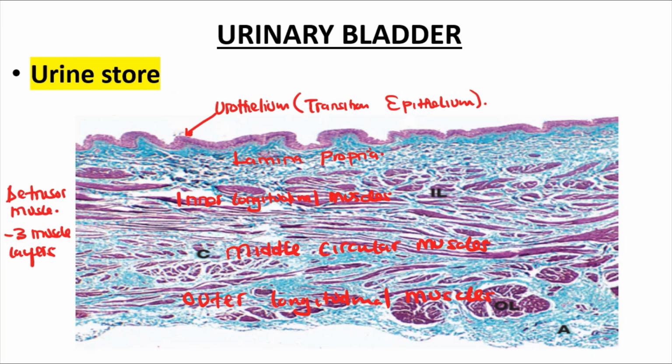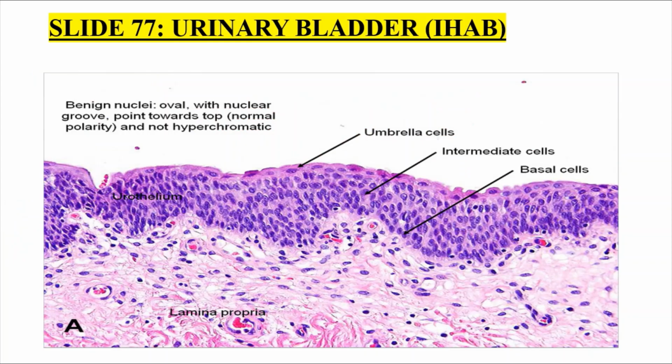Let's look at another histological diagram. So this is a urinary bladder, and this histological diagram focuses on the epithelia of the bladder. You notice that the transitional epithelia of the bladder has got 3 layers of cells. The uppermost layer of cells are called umbrella cells. These umbrella cells prevent urine from crossing the epithelium and entering the parenchyma of the bladder.